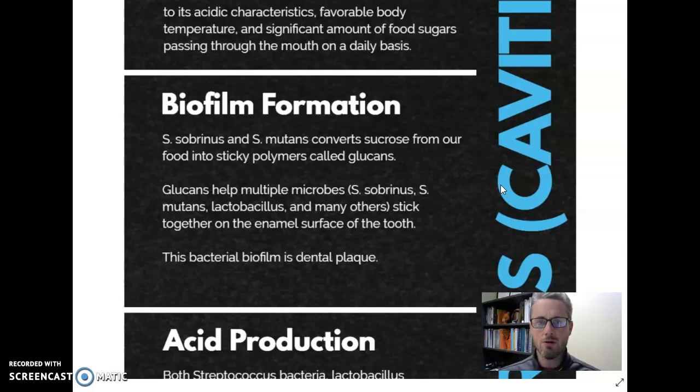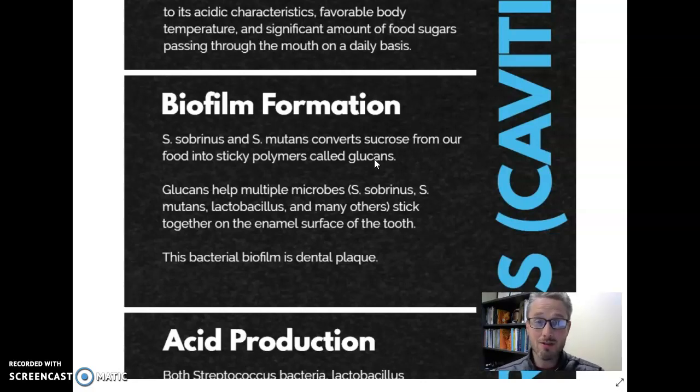So let's think about how these two microbes cause biofilms to form. So Strep sobrinus and Strep mutans, they're both capable of doing this thing where they convert sucrose, so sugar we eat from our food, into a sticky polymer called glucans. So basically, these bacteria are in our mouth, and they grab the sucrose that we eat, and they turn it into a glue that they use to help them stick to the surface of your tooth.